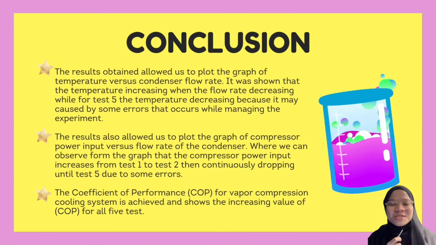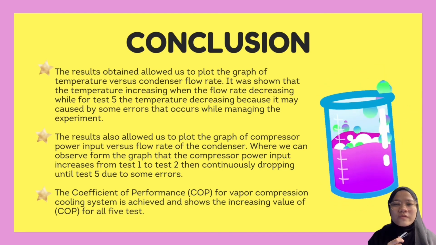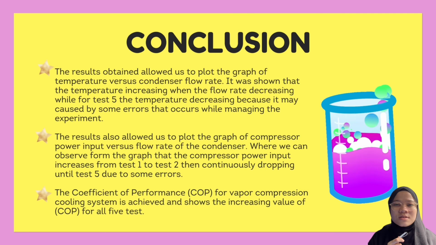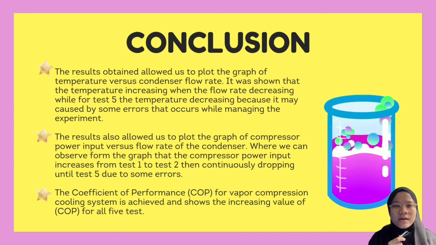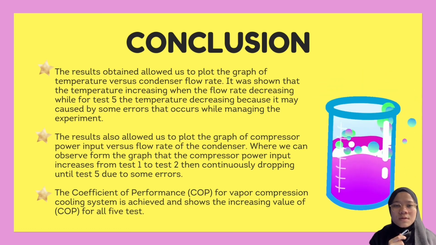Last but not least, for the conclusions, the results obtained allowed us to plot the graph of temperature versus condenser flow rate. It was shown that the temperature increases when the flow rate decreases, while for test 5, the temperature decreases because it may have been caused by some errors that occurred while managing the experiment. Furthermore, the results also allowed us to plot the graph of compressor power input versus flow rate of the condenser, where we can observe from the graph that the compressor power input increases from test 1 to test 2, then continuously drops until test 5 due to some errors.